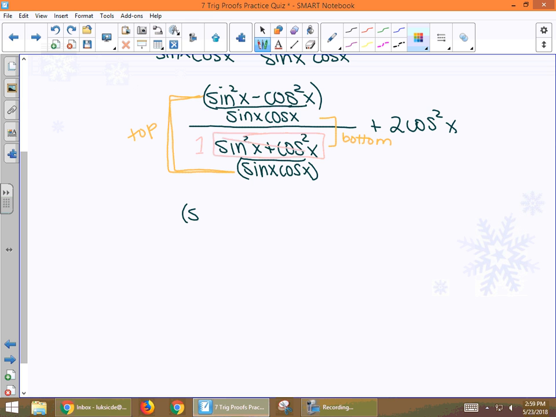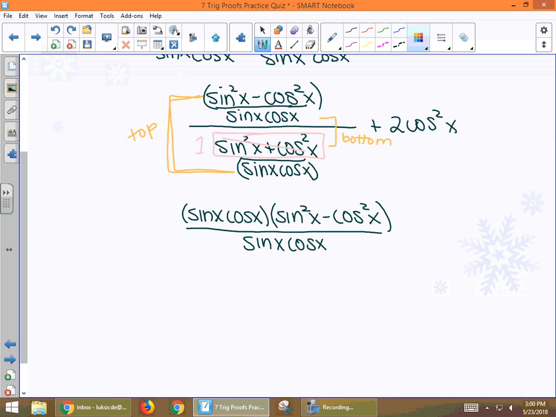So I have sine cosine times sine squared minus cosine squared, all over, and the only thing in my denominator now is 1 times sine cosine. So just sine cosine. Since we have multiplication going on, we can cancel, and there's some lovely canceling we can do here. Sine cosine, gone.